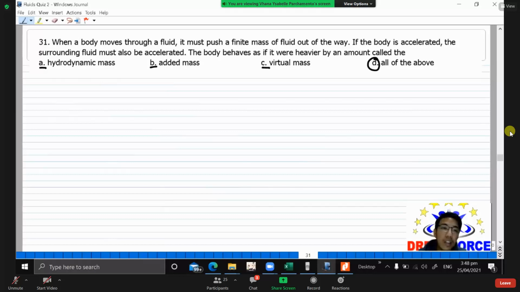Lahat yan pare-pareho ng meaning. Yan yung kanyang ibig sabihin. But the most common, pag tinanong sana, the most common na tawag, so hydrodynamic mass. Pero ito, other term for hydrodynamic mass. Mas siguro simpler names. So letter D.